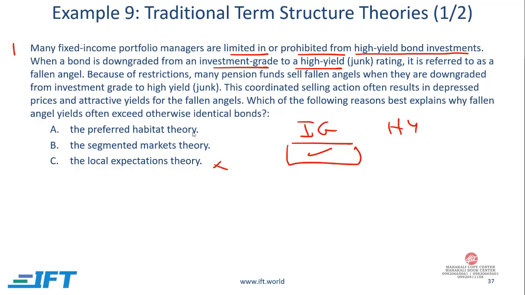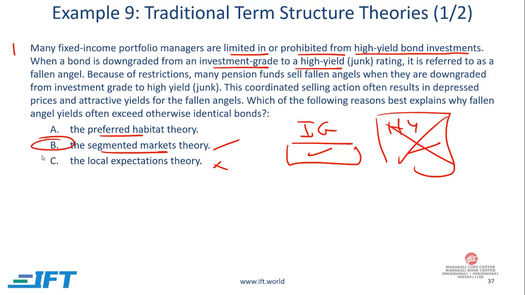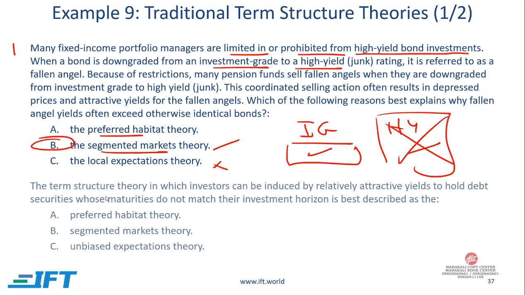The choice is between preferred habitat and segmented market theory. Here, even though the high yield bonds, which are fallen angels, are offering attractive returns, it looks like the managers are still not allowed to go there. So for certain managers, that's a no-go zone. And that implies the segmented market theory rather than preferred habitat theory. So the best option appears to be B.